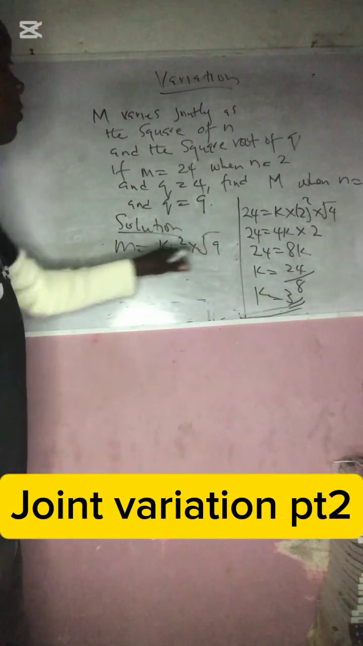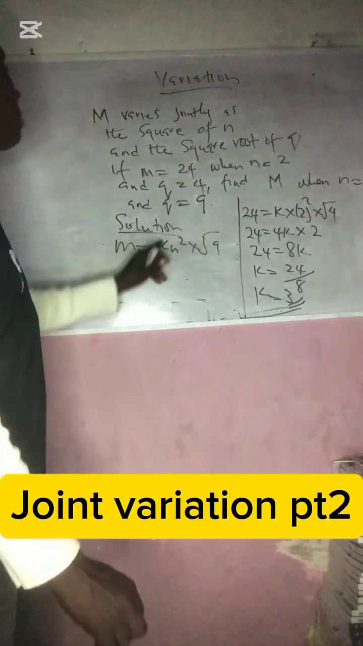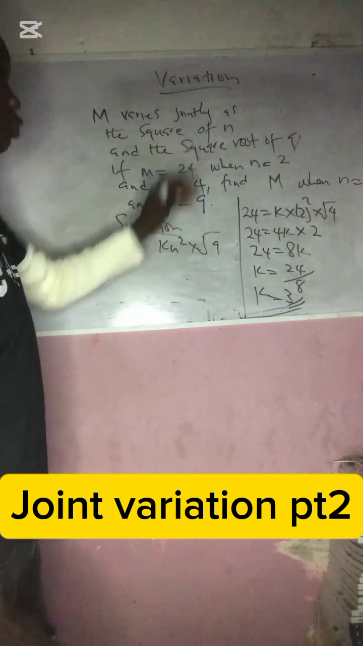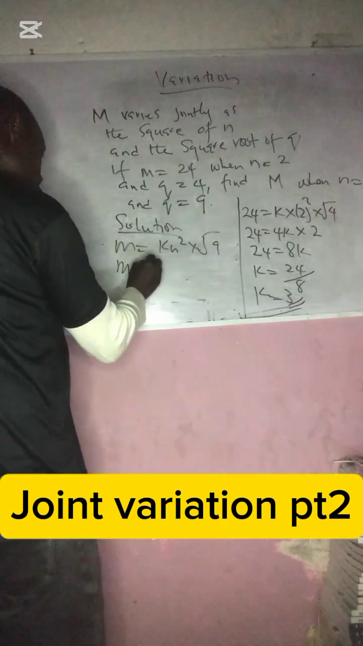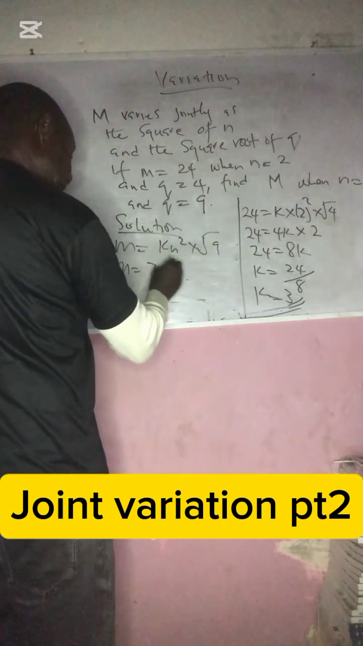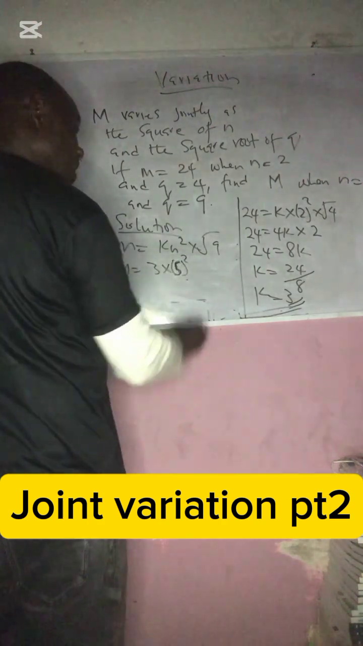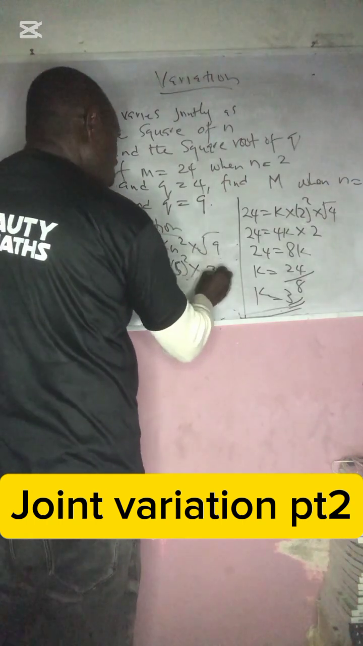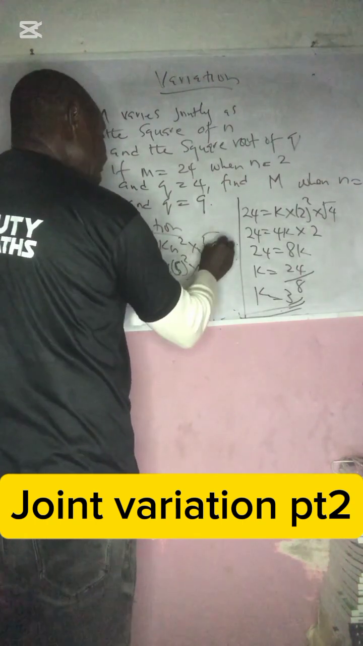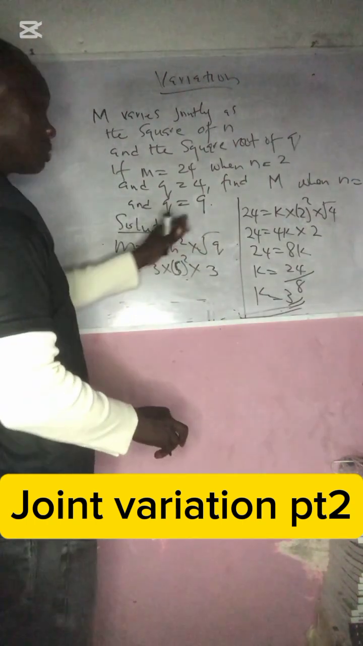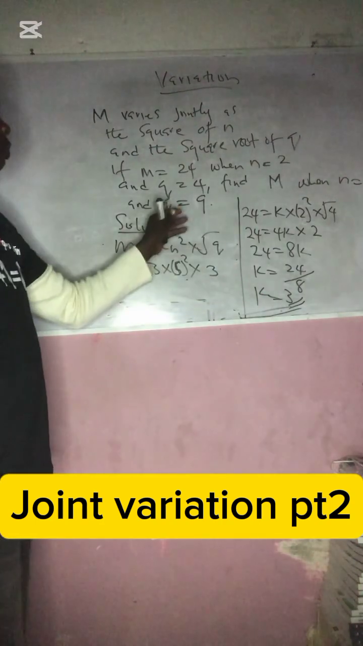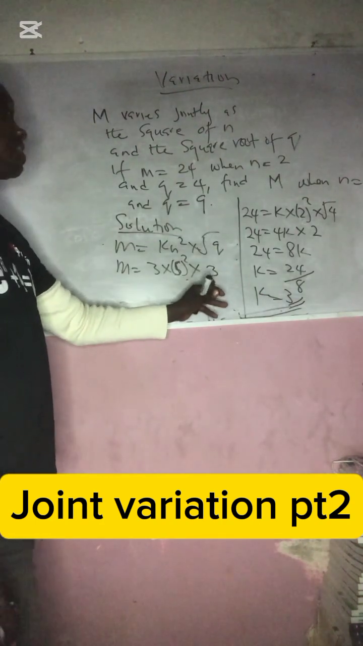So we are looking for m when n is 5. So my n becomes 5 squared. So I can write m will be equal to, my k is already 3, times 5 all squared, times the square root of 9, which is 3. The square root of 9 is 3, because q is equal to 9.